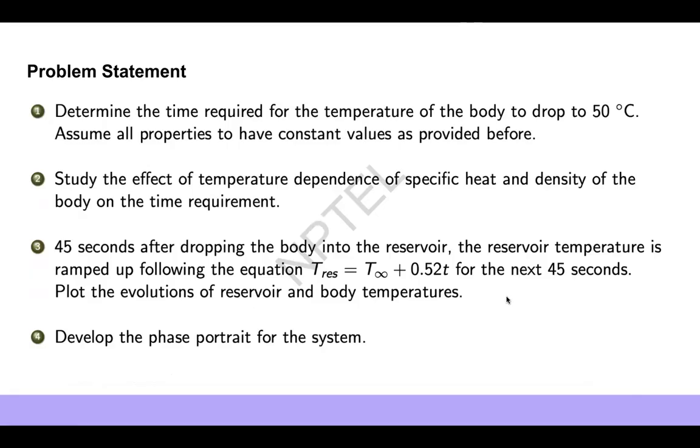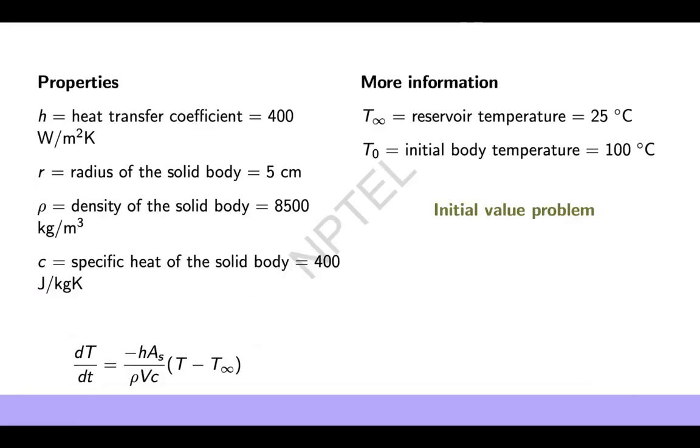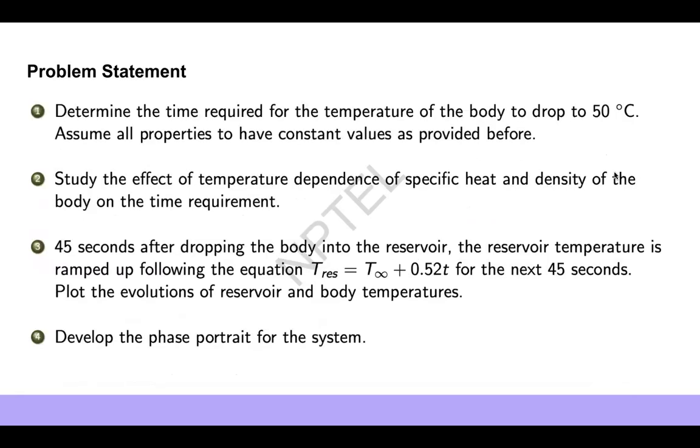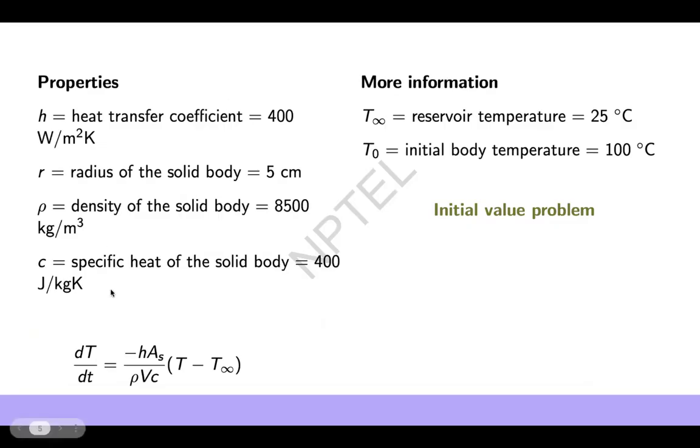Now going forward, these are the problem statements that we need to solve. First, determine the time required for the temperature of the body to drop to 50 degrees Celsius. The initial temperature is 100 degrees Celsius. From 100 degrees Celsius, it has to drop to 50 degrees Celsius, and what is the time taken for that? Assume all properties to have a constant value as provided before.